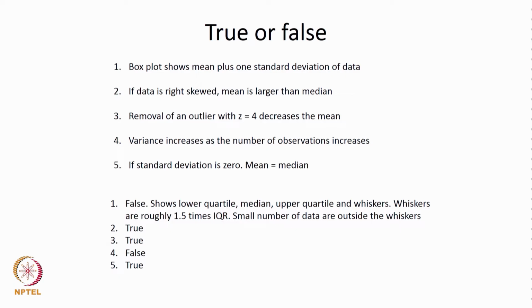Variance increases as the number of observations increases. One can always give a counter example. Suppose I have 5 numbers and I find out the variance. Now, I include a 6th number which is equal to the arithmetic mean, and if I do that, the contribution of the 6th number to the variance is 0, but the denominator increases with the addition of a number and the variance can decrease. Therefore, with a counter example one can say that this can be false.